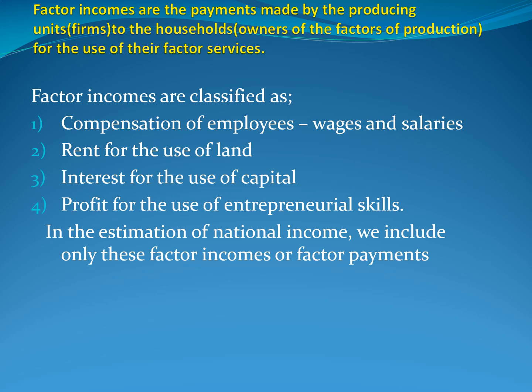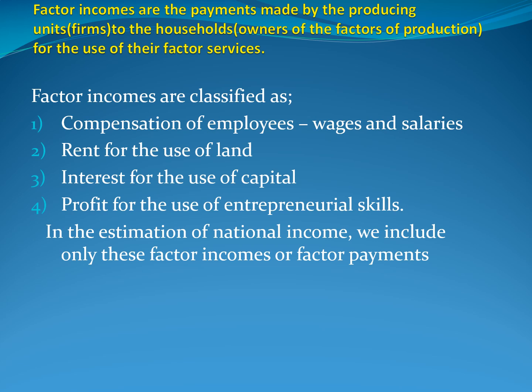Now the second component is operating surplus, which comprises of rent, interest, and profit. Now when we talk about rent, rent is the reward which is given to the landlord for the use of land. Now, interest is the reward for capital and profit is the reward for entrepreneurial skills.